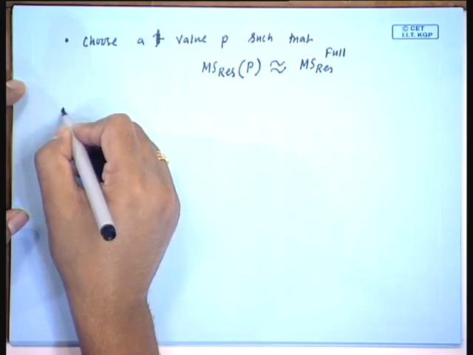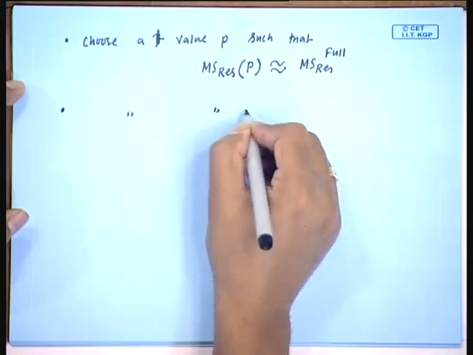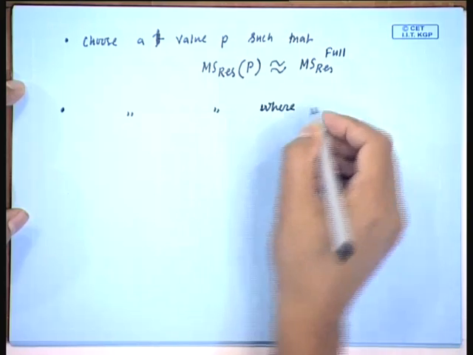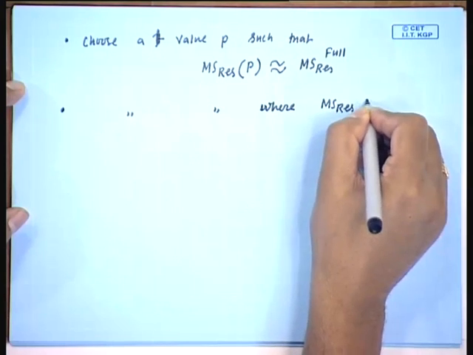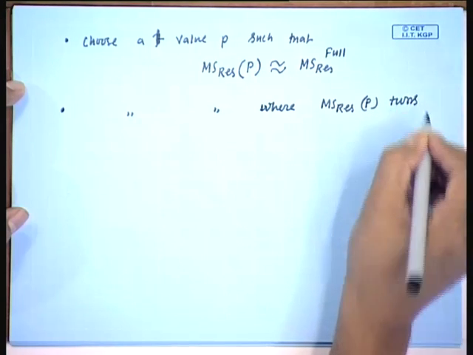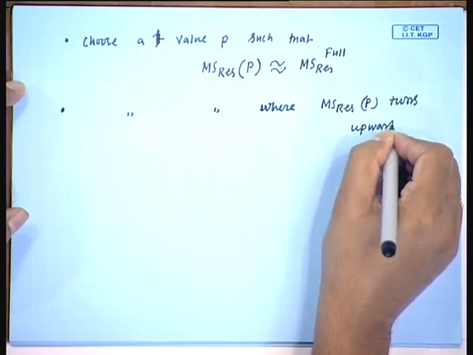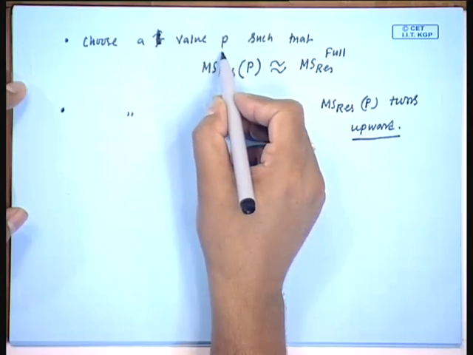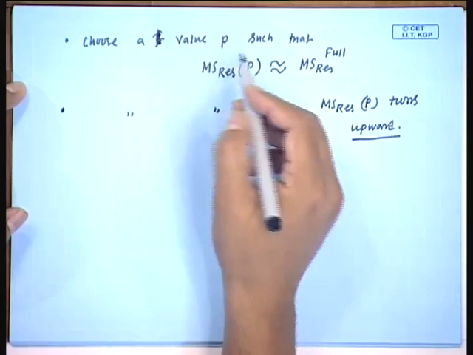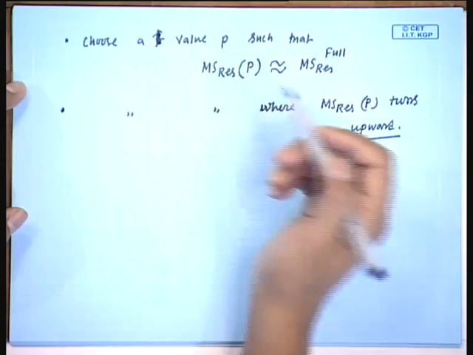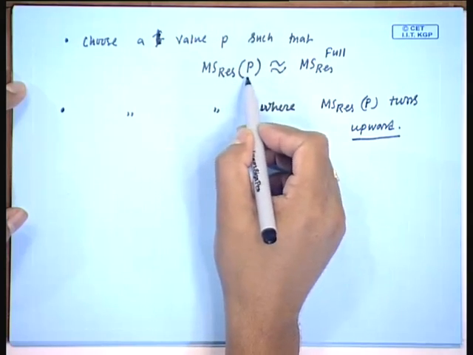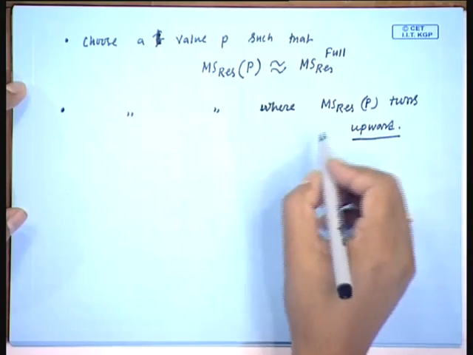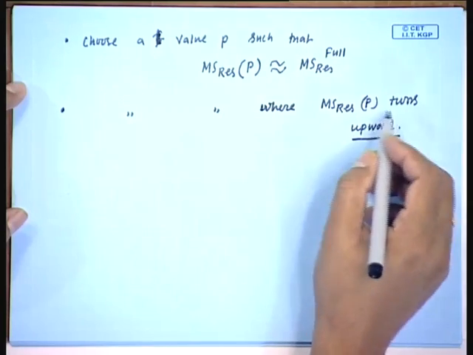Okay. Or we choose a value of p such that value of p where MS residual p turns upward. So, here these are the selection criteria. Either you choose a p, in fact the number of regressors in the regression model is p minus 1, such that the MS residual p is almost close to the MS residual for the full model. Otherwise, you choose a p such that from that point MS residual p turns upward.